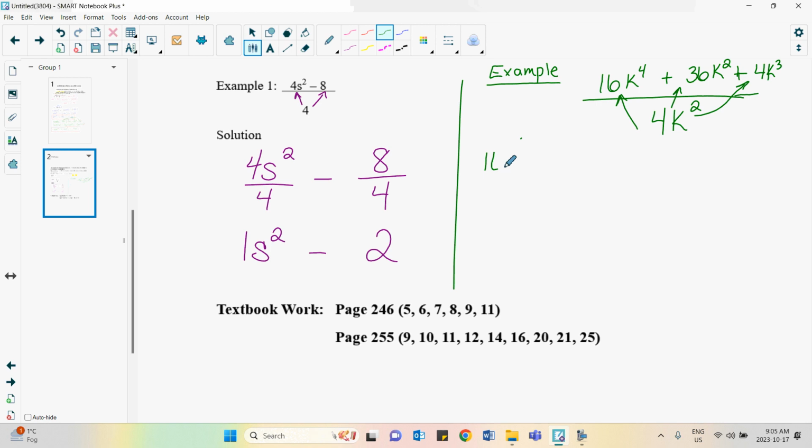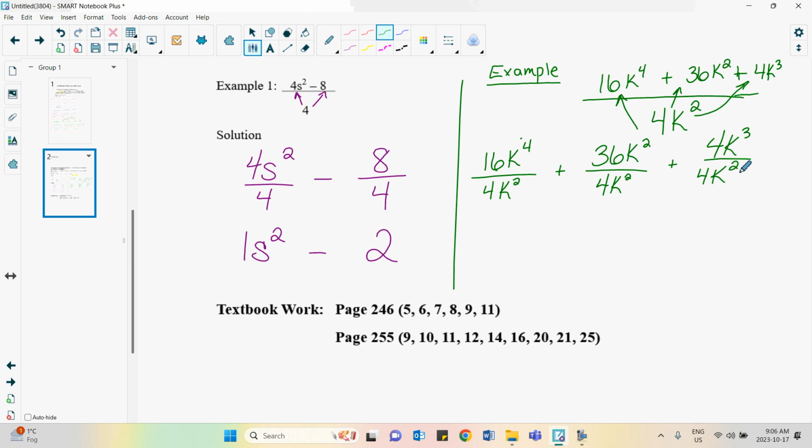So that's like saying 16k to the exponent 4 over 4k squared plus 36k squared divided by 4k squared plus 4k cubed over 4k squared. Okay, you don't have to write it like this if it makes sense to you like this. I find though, as we're just starting out, sometimes rewriting it makes it go a little bit easier. Okay, so you guys all got that copied down? Perfect.